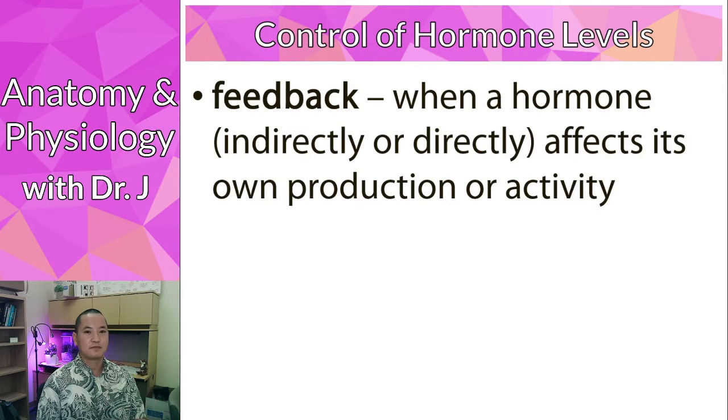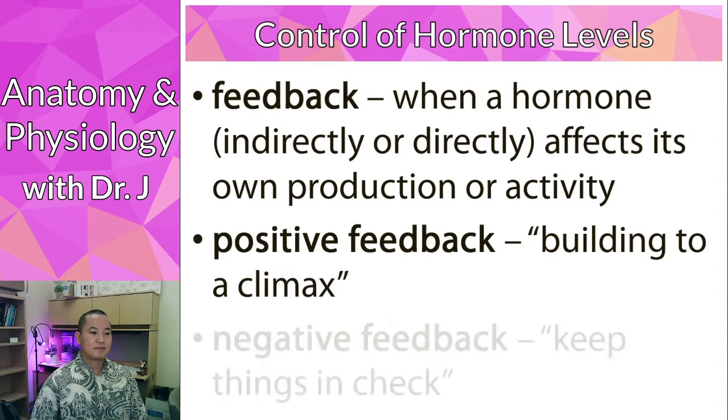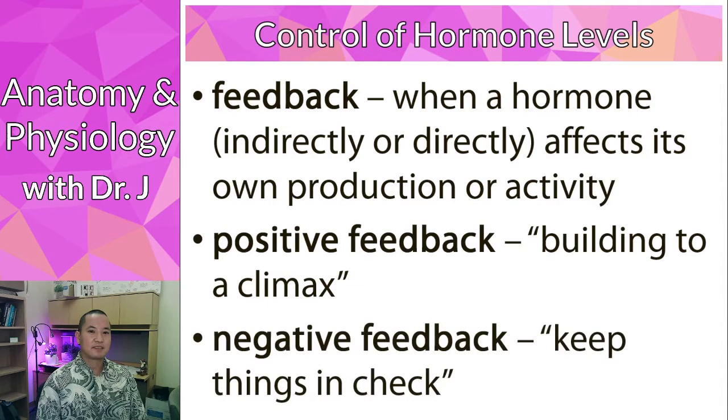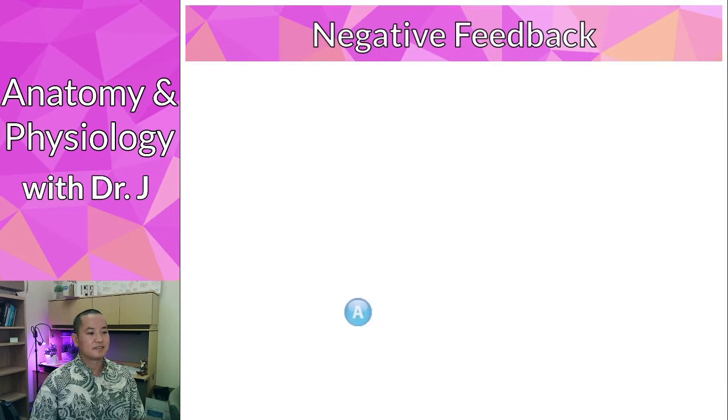There's two major ways of feedback. You have positive feedback and negative feedback. Positive feedback is when a hormone amplifies itself. Whereas with negative feedback, actually most of your hormones have negative feedback as a way of controlling a normal level where it's not too high and not too low. It helps to keep a normal range. So negative feedback, let's cover that first. What is negative feedback?